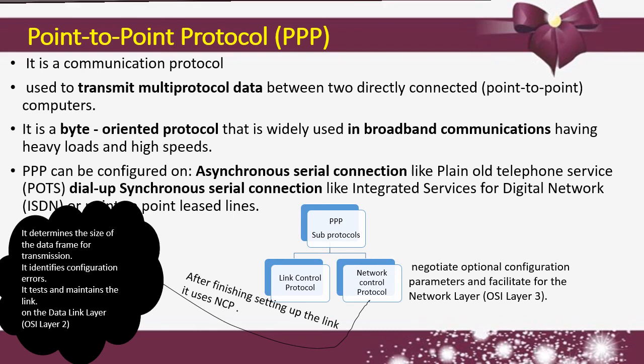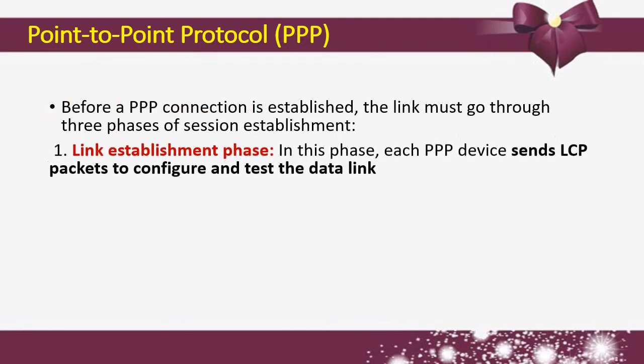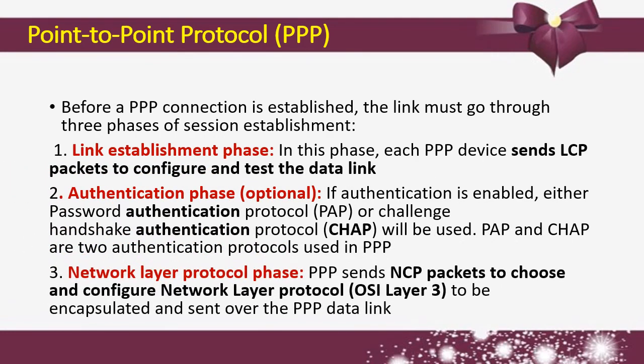There are three phases in point-to-point protocol. The first one is the link establishing phase. In this phase, the point-to-point devices send link control protocol packets for testing the data. Second is the authentication phase. Two protocols are used for authentication verification: password authentication protocol and challenge handshake authentication protocol. Third is the network layer protocol phase. After authentication is over, the packet is configured and sent to the network layer protocol for encapsulation.